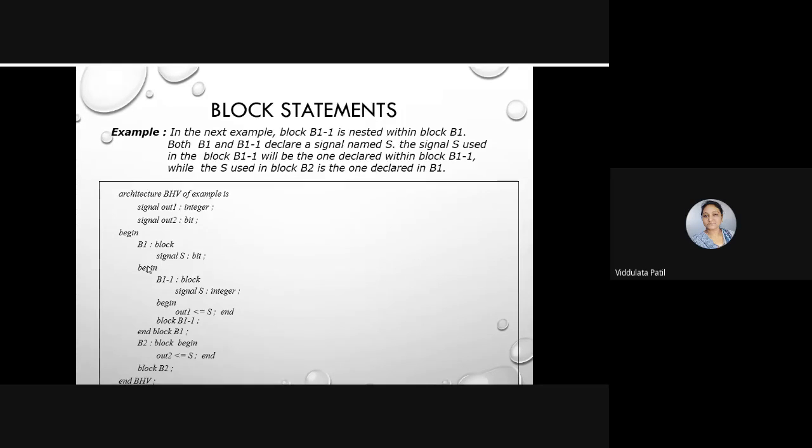Okay, then the beginning of this block, and now in this block again there is one block, B1-1, which is a block having a signal S. Now the names of these two signals are the same, which is S, but here this is an integer. Okay, and then this is the begin of this block. Here out1 will be assigned the value of S, and then end of this block B1-1. Okay, and then after that there is the end of block B1.